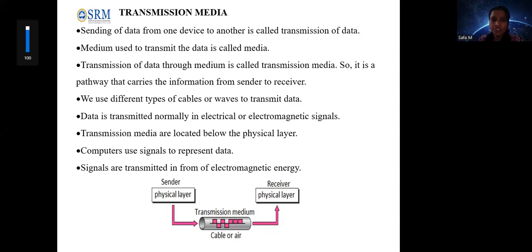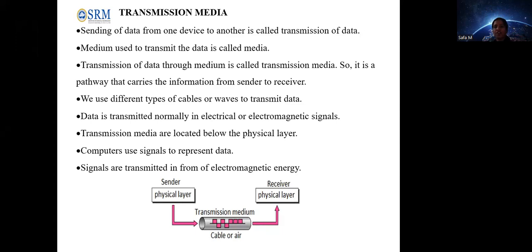So here we are going to see a new topic, transmission media. What is meant by transmission media? We should have a sender and we should have a receiver. The data will be transmitted from the sender to the receiver using any transmission media, from the physical layer of the sender to the physical layer of the receiver.